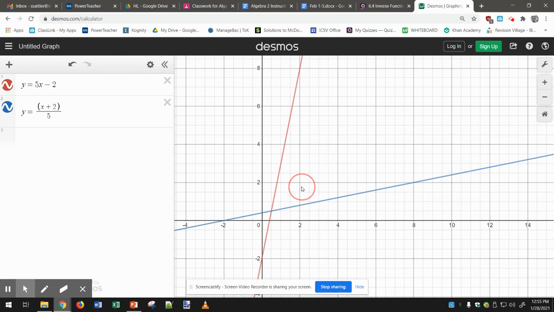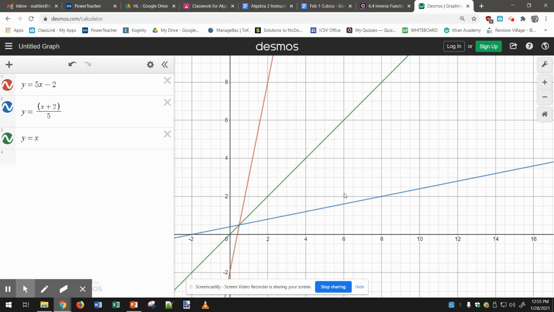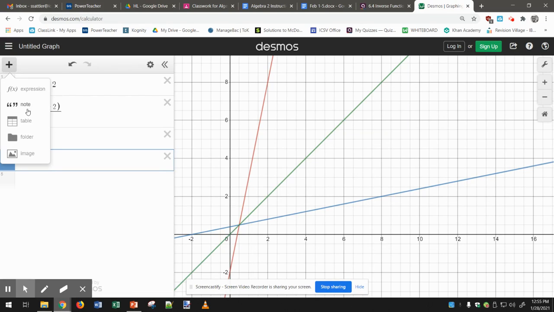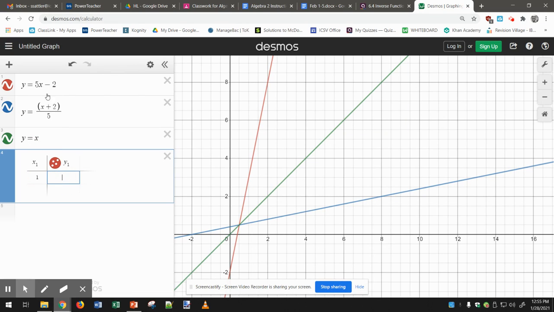Now, it's kind of hard to tell unless we put in the line that they're symmetric about, y equals x. And now we can really see these lines, the red and the blue, are symmetric. If I make a table of values and pick x is 1, I plug in 5 times 1 minus 2, and I get 3. So that's on the red line. Now if I just switch them, that's on the blue line. That has to be true. If I try 2, 2 times 5 is 10, minus 2 is 8. And now I just switch them, 8, 2, and there you go.